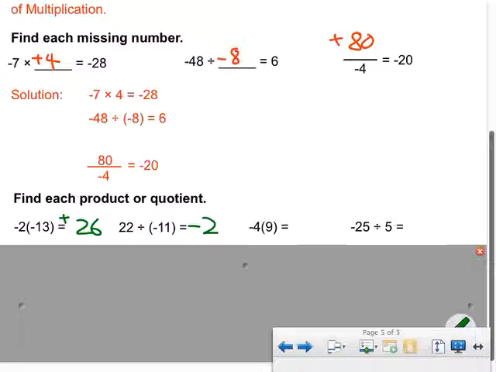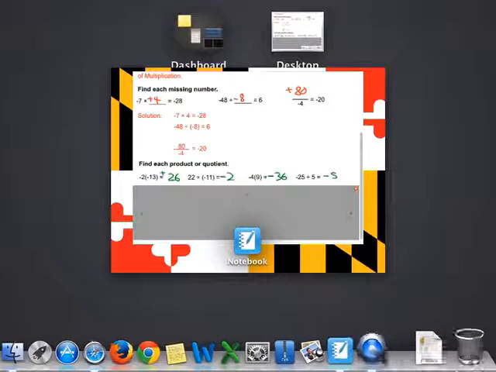Who's got this one? I have this one right here. Who can give me this one? Negative 36. Right, because I have a -4 times a positive 9, so that's different signs, negative 36. And the last problem, who's got this last one? I haven't heard from Dominique. Dominique, can you walk me through this last one? Different signs, it's going to be a negative, and what's the number part going to be? 5. So -25 divided by a positive 5 is a -5, and that concludes my lesson for the day.